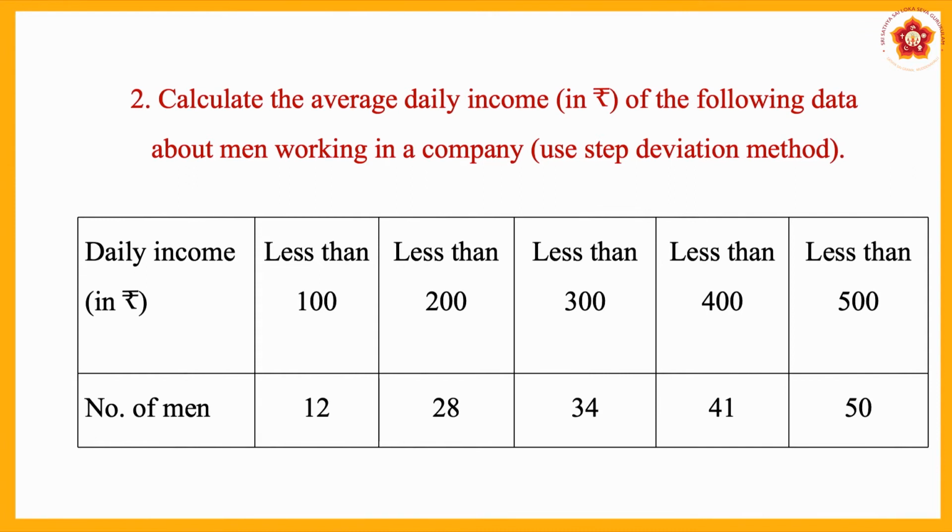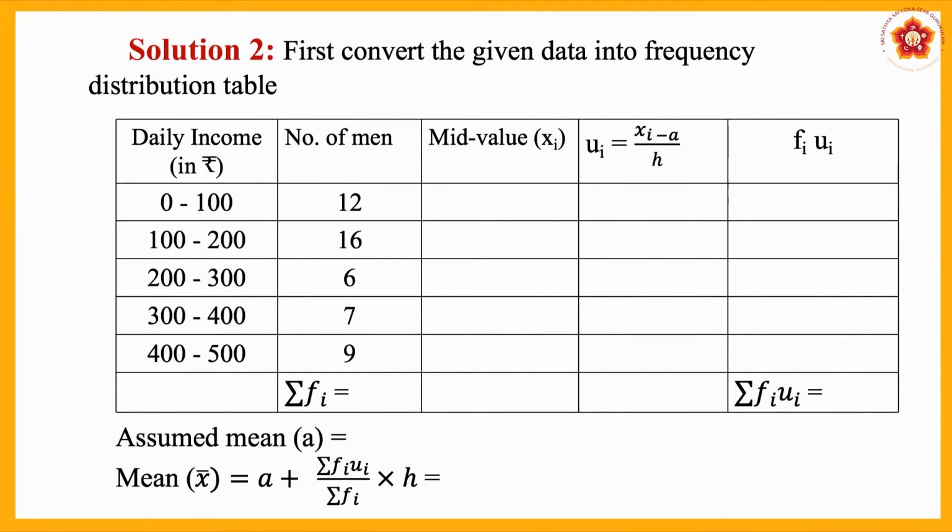Now calculate the average daily income in rupees given in the table. Daily income: less than 100, 12 members are there. Less than 200, 28; less than 300, 34 members; less than 400, 41 members; less than 500, 50. Now we can't calculate the mean from this data because it is not in a frequency distribution table. The first step is to convert this data into a frequency distribution table.